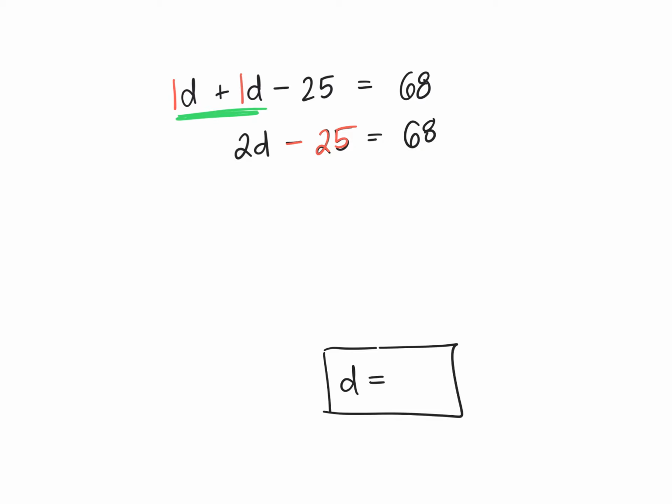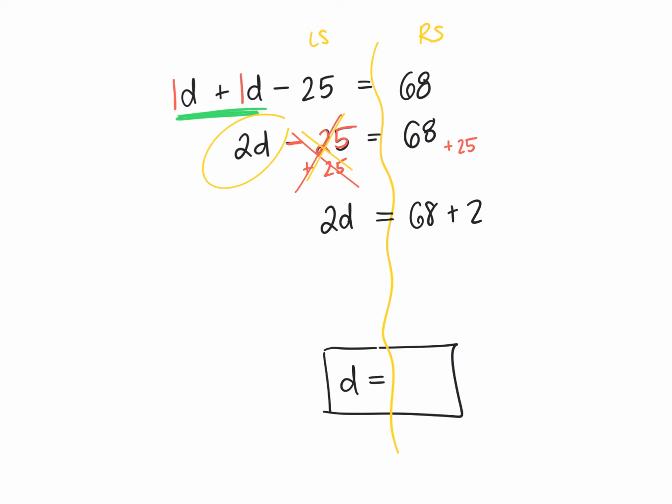So we want to undo all the operations on the left side of the equation. This is the left side and this is the right side. To get rid of this 25, well, the opposite of negative 25 is positive 25. If I add 25, that equals 0, so I've gotten rid of that from the left side. But whatever you do to the left side, you must do to the right side. So if I've added 25 to the left side, what do I have to do on the right side? That's right, I need to add 25. So I'm left with just 2D on the left side, because I got rid of that, and on the right side, I have 68 plus 25.